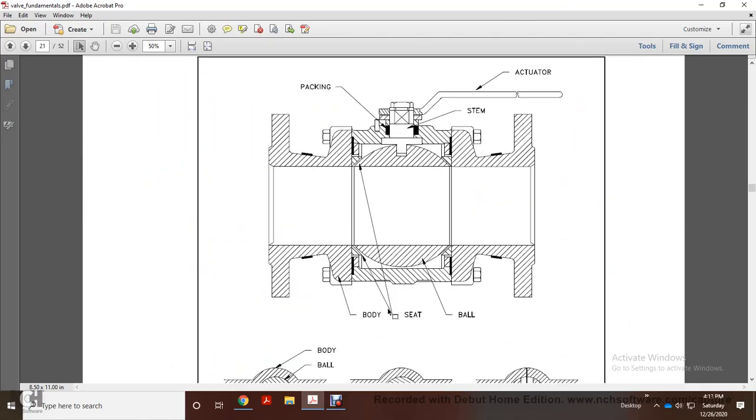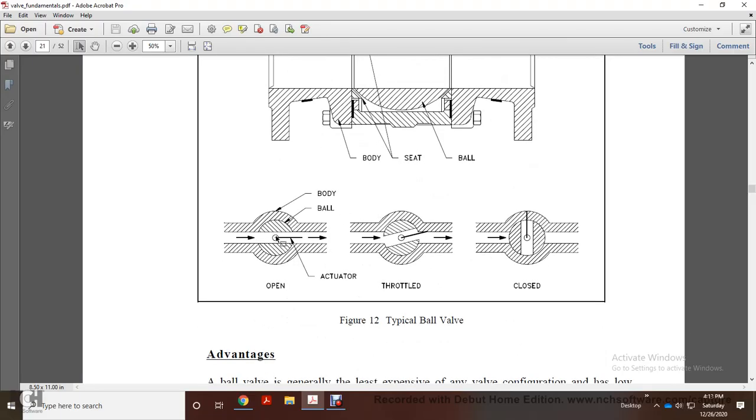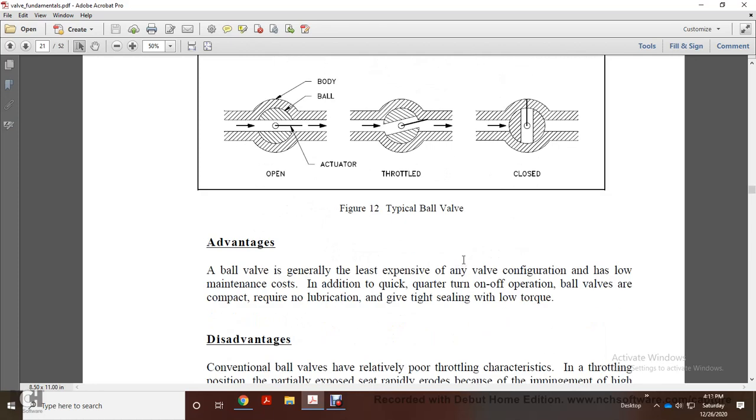So you have your body, seat, ball, packing, stem, and actuator, and then it shows the open body and actuator, the throttled body, and the closed body.